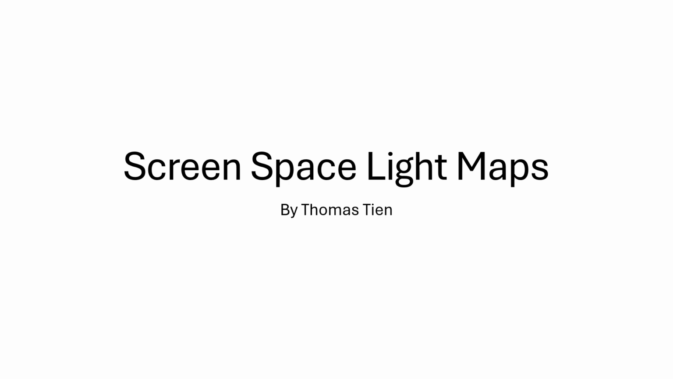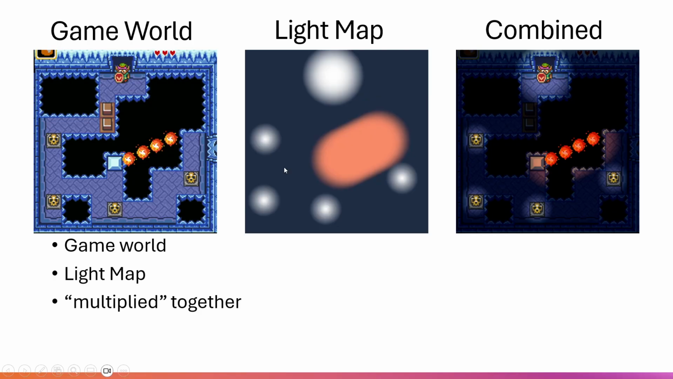A light map is a map of areas of light and areas of darkness. Areas of darkness are harder to see, areas of lightness are easier to see and glow. Here we can see an implementation of this in an old Zelda game. We have the game world, the light map, and combining the two.